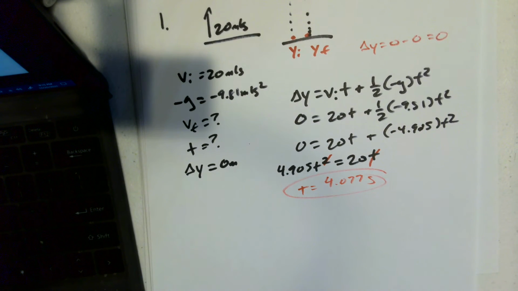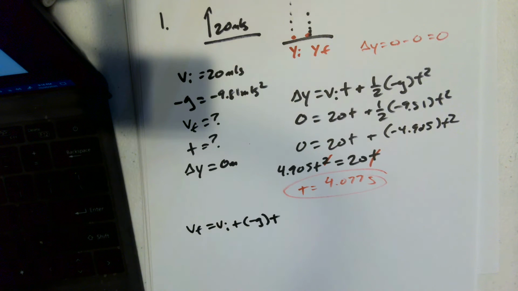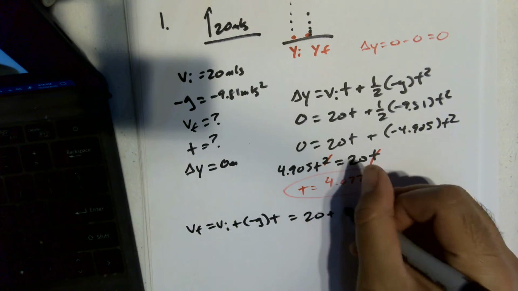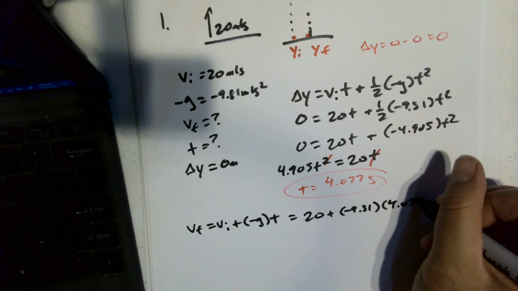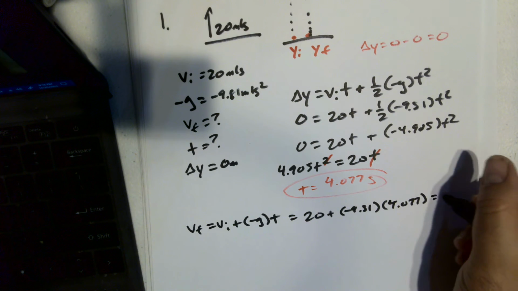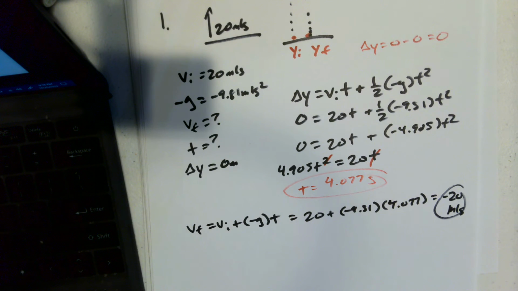Impact velocity, the next question that's asked. Off the top of our head, we may recognize that this is going to be impacting the ground just as hard, but we can prove it. We can prove it with this formula right here. And essentially, what we want to do is take a look at that formula and plug in that time there. And that'll give us our velocity at that particular time. So if I put in 20, negative 9.81, and then my time of 4.077 seconds, what we get is an answer of negative 20 meters per second. So there's our impact velocity, and we've proven that it impacts just as hard as we threw it up.